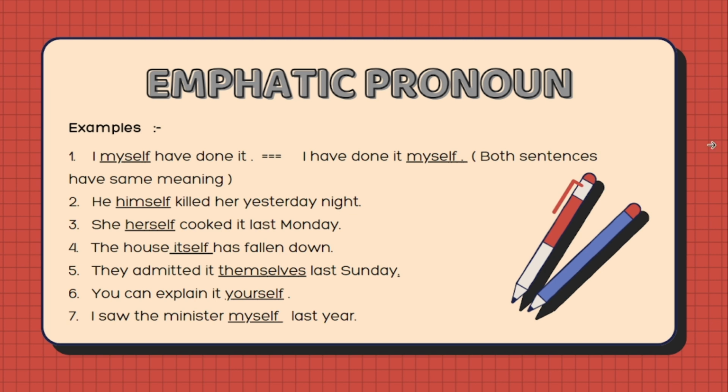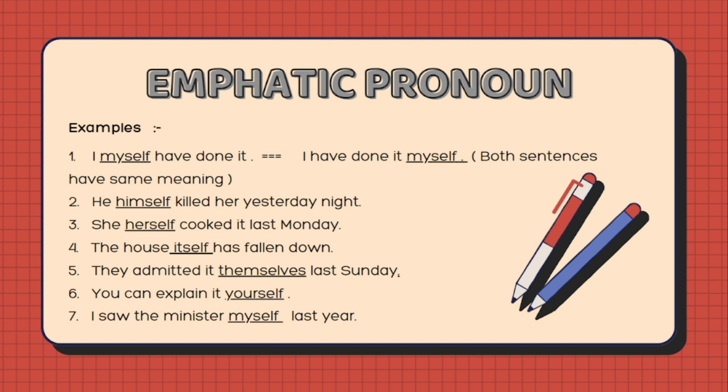See the second sentence once. He himself killed her yesterday night. Without changing the meaning of the second sentence, we can express it in another way also. That is, he killed her himself yesterday night. Here, the self form himself is written after the object her. Both sentences have the same meaning.